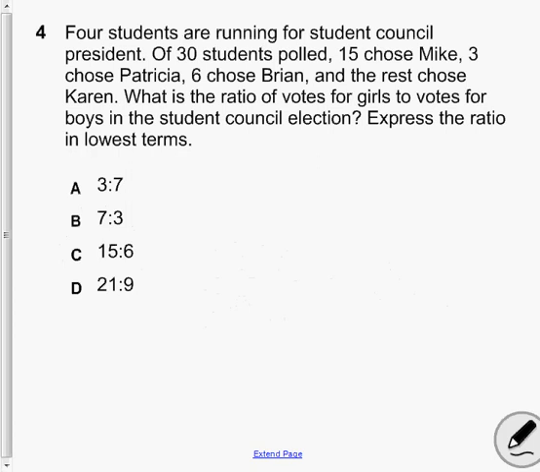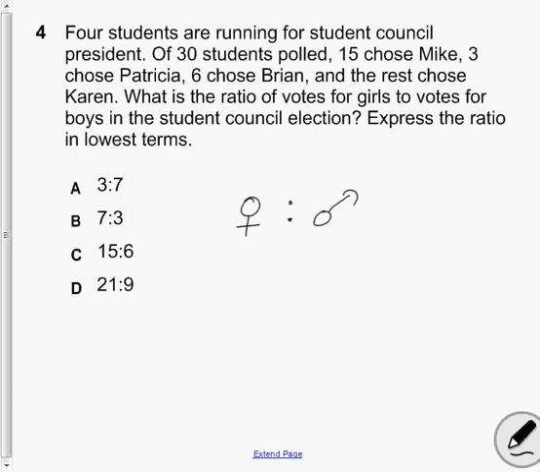Question four, four students are running for student council president. Of 30 students polled, 15 chose Mike, 3 chose Patricia, and 6 chose Brian. And the rest chose Karen. What is the ratio of votes for girls to votes for boys in the student council election? So we're going girls to boys. Express your ratio in lowest terms.